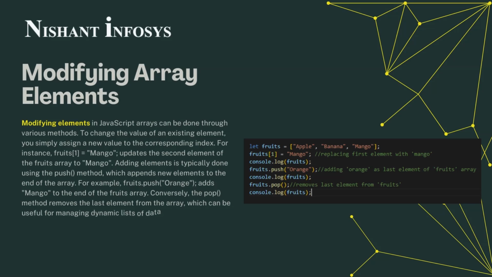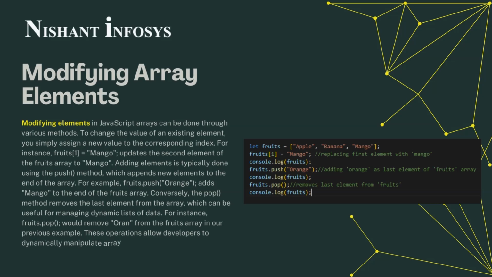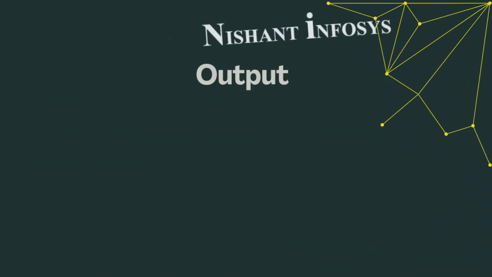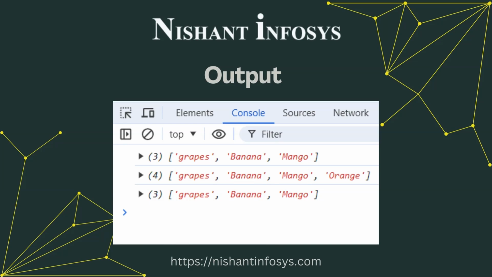Conversely, the pop method removes the last element from the array, which can be useful for managing dynamic lists of data. For instance, fruits.pop() would remove orange from the fruits array in our previous example. These operations allow developers to dynamically manipulate array contents, adapting data structures as needed throughout the execution of a JavaScript program. This is the output of the previous example.